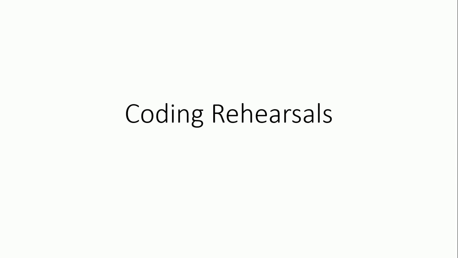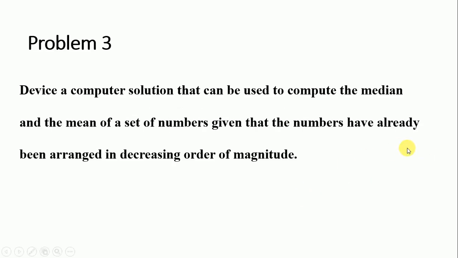This is going to be, I think, the third example we'll be taking a look at. So this is a problem. We are supposed to write a solution that can be used to compute the median and the mean of a set of numbers, given that the numbers have already been arranged in a decreasing order of magnitude. Take note, we are doing this with respect to what we know so far. And we don't know about arrays, we don't know about anything of that sort, we don't know about any list.